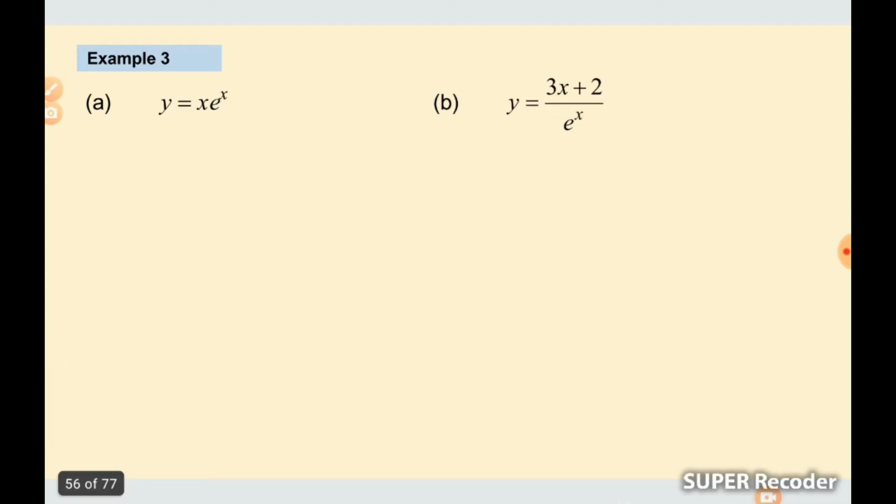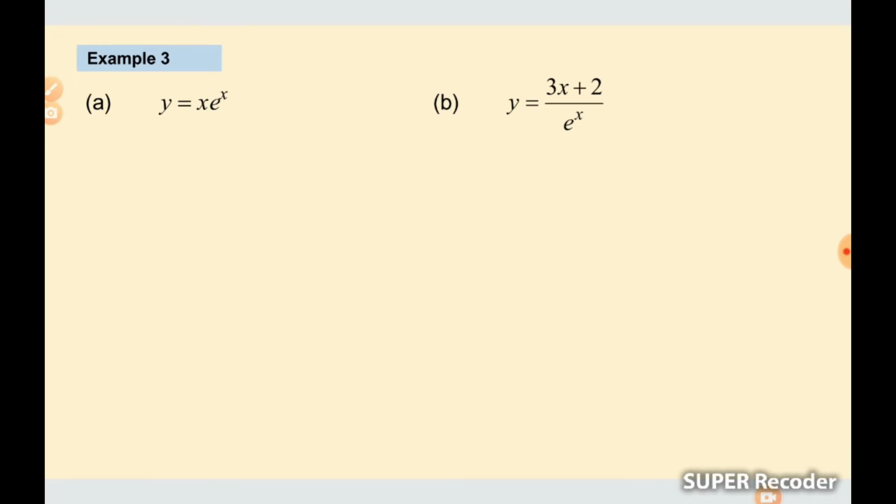Okay, now we move to example 3. Now we want to apply either the product rule or the quotient rule. So I hope you can apply the rule. Okay, let's do the answer.